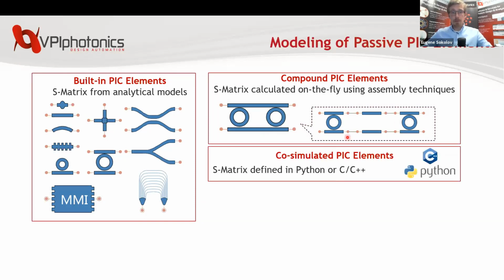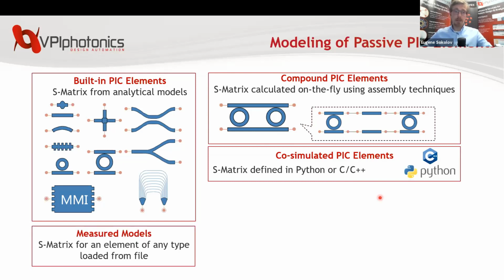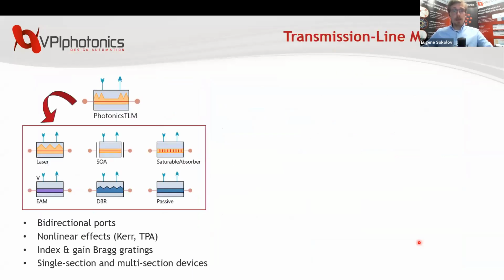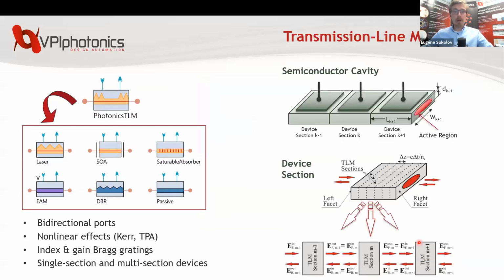Surely there is a framework provided for your own code implementing the models. And finally, scattering matrices could be either measured or calculated by device level simulators. However, the fact that the models in a circuit level simulator are analytical or compact models doesn't mean that they are inaccurate. Some of them are actually pretty advanced, and here we can see an example of a transmission line model.